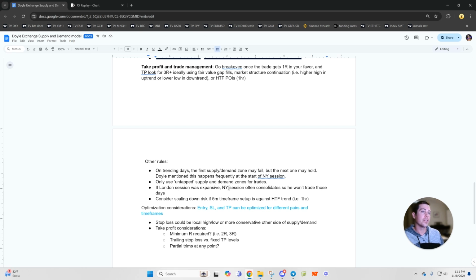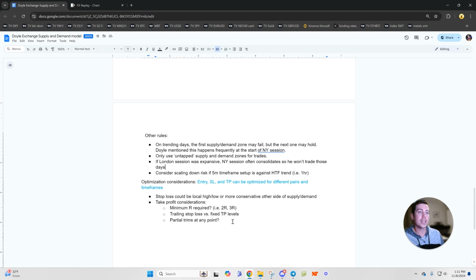He also, since he trades in New York, mentioned that for him, if London session was expansive, then New York often consolidates, so maybe he wouldn't trade those days. I'm not really going to use this because for us it would be if Asia session was expansive, maybe London is, but that's again something you could optimize and see which sessions you trade based on the previous session price action. And then the last thing he said is you can consider scaling down if your 5-minute time frame is against the high time frame trend. I'm not going to do that today to avoid overcomplicating things, but again, just another consideration.